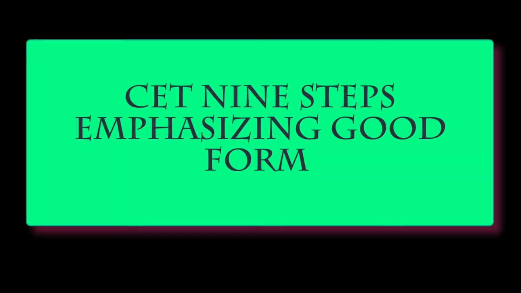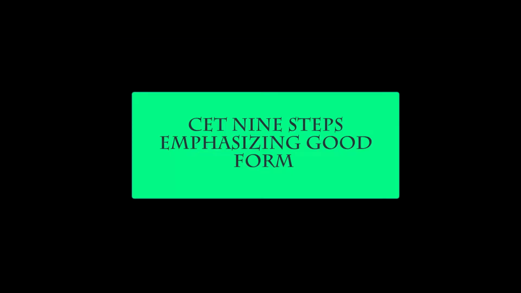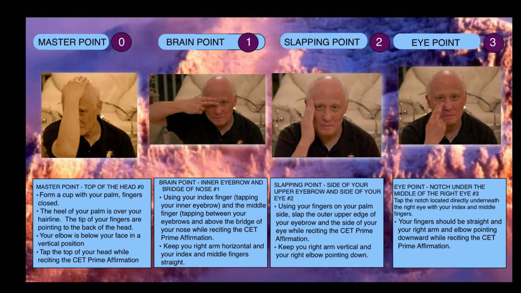We are emphasizing the CET Prime 1 plus 9, the 9 steps, emphasizing good form. And it's important to have good form because every time you tap a point, you're going to hit it. And here is the master point, 0. Master point 0 is on the top of the head.